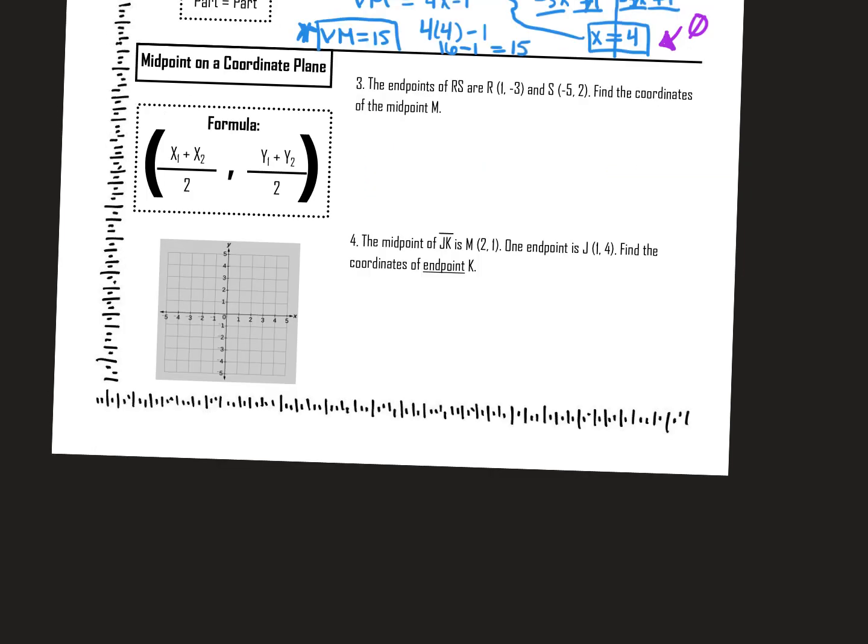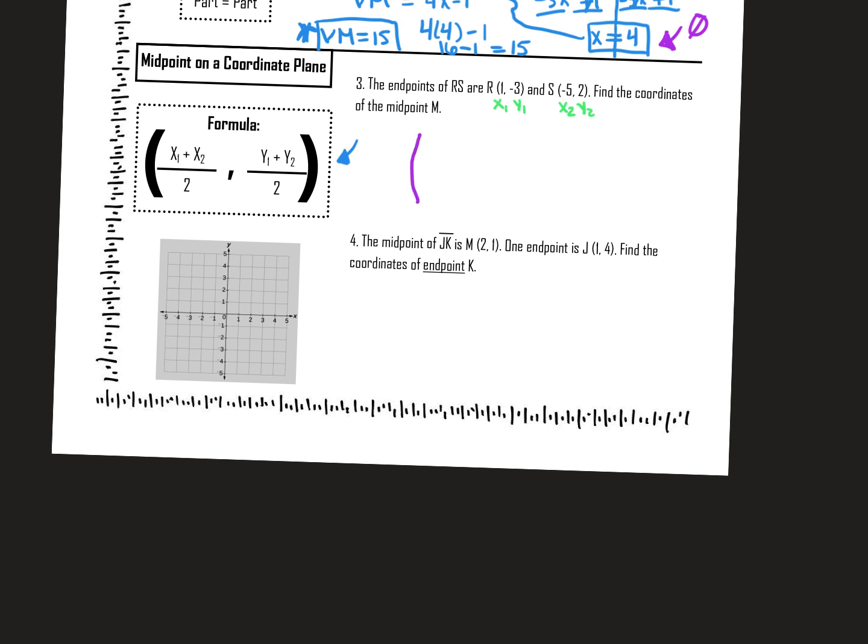Looking at question 3, it says the endpoints of RS are R(1, -3) and S(-5, 2). Find the coordinates of midpoint M, sorry, not endpoint. So now what we're going to do, y'all, is utilize this formula right here. I highly recommend that you label your given coordinate points with x1, y1, x2, y2. That way when you're plugging into the formula, it just makes it a little bit easier.